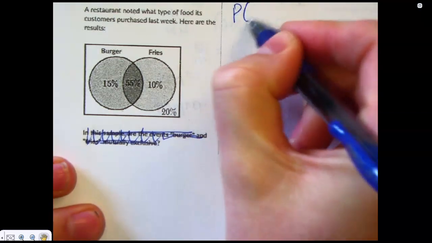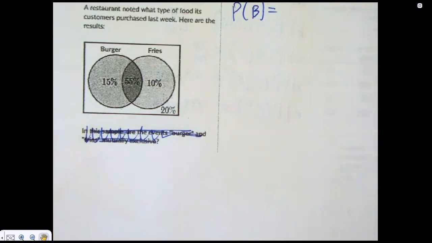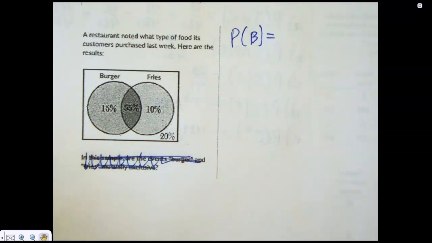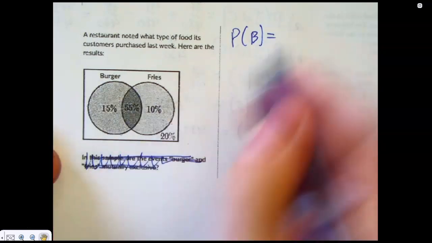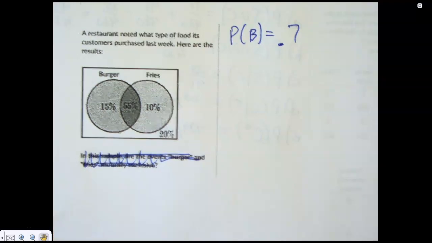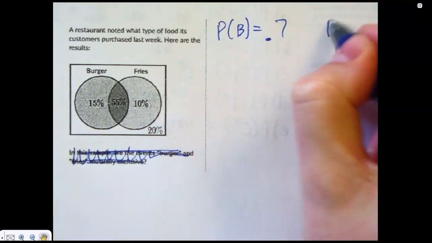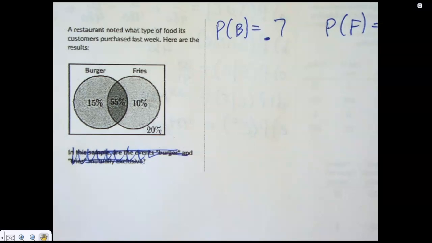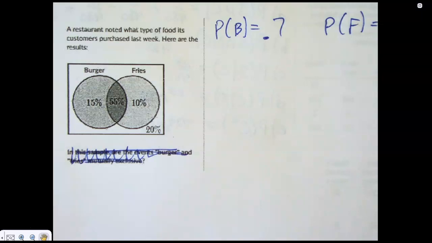Let's say what's the probability of burger. And these will just be decimals, 0.6, 0.5, 0.7. So how big is the burger circle? No. So 15% is the people that ordered a burger but not fries. How big is the actual burger circle? 0.7. So that includes this whole deal. So what's the probability of fries? 0.65, right? That's the entire fries circle.